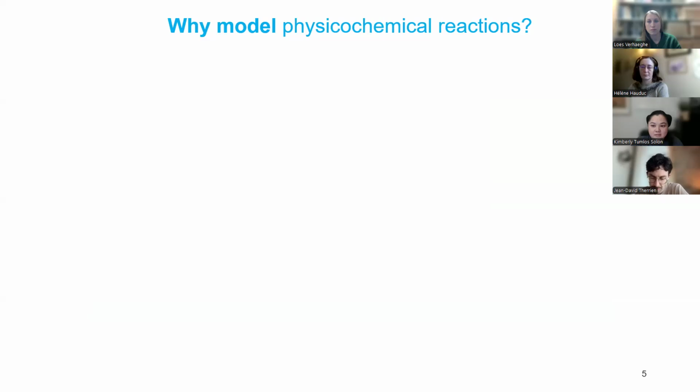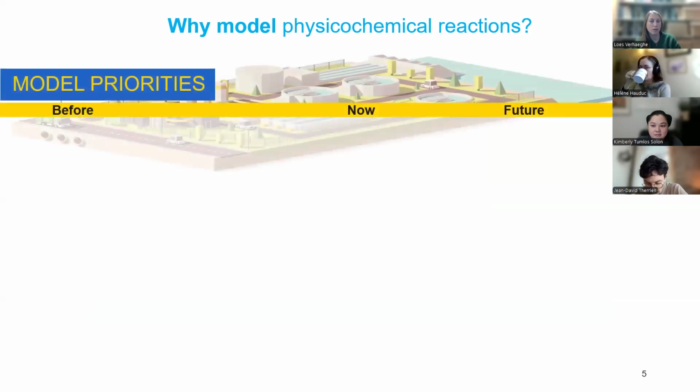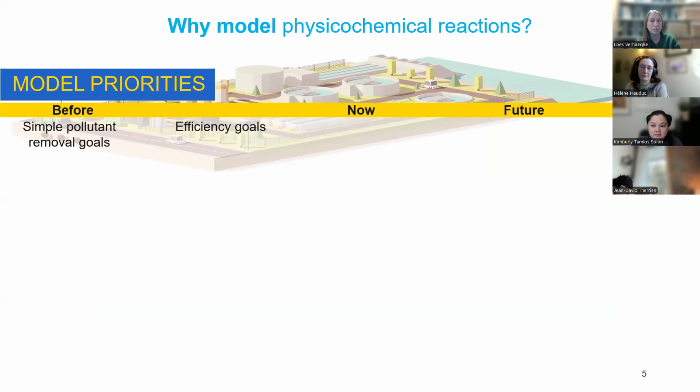We model physicochemical reactions because the goals of wastewater treatment modeling are also evolving. Before, with the traditional activated sludge models, we could predict and simulate simple pollutant removal goals. We can also adjust them so that we can calculate and predict or simulate efficiency goals.